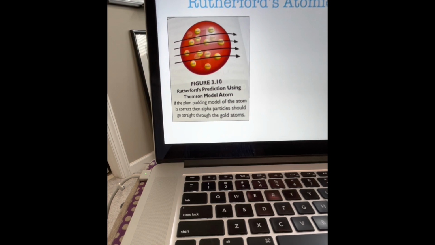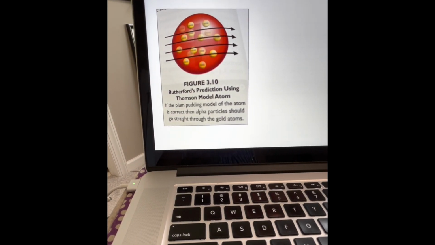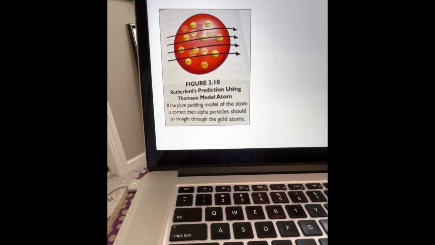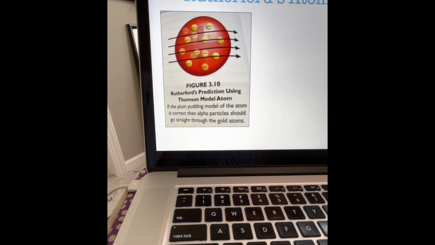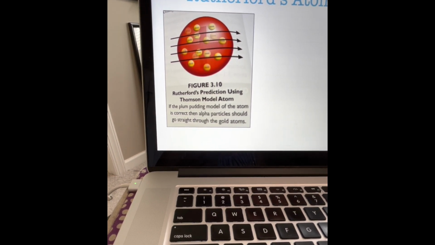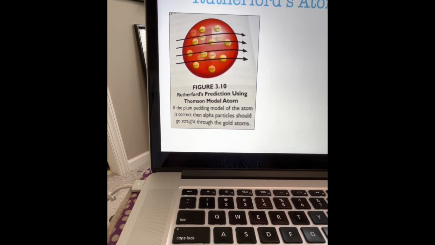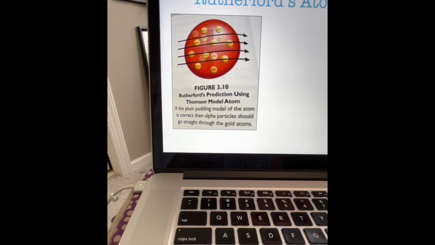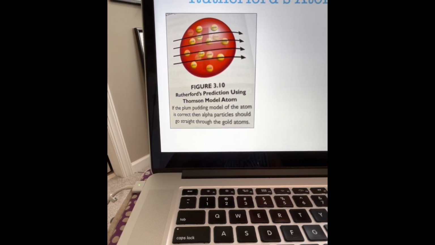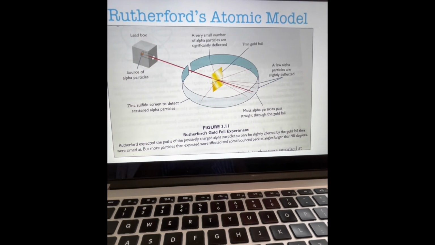Now, Rutherford had to figure out how to observe where the alpha particles went after they hit the gold foil. This is where his clever creativity came into play. Rutherford knew that a substance called zinc sulfide would show a small flash of light when hit by scattered alpha particles. So Rutherford, Geiger, and Marsden built an apparatus similar to this.